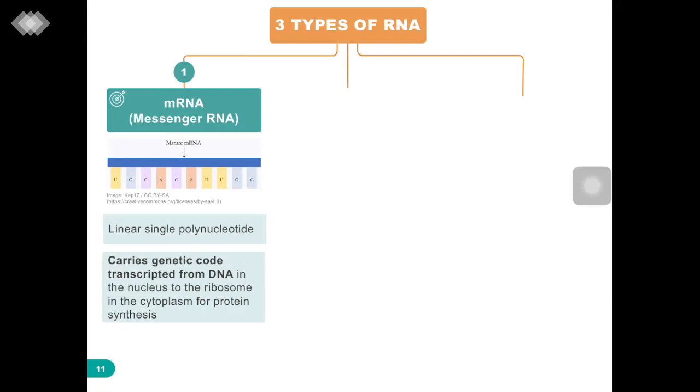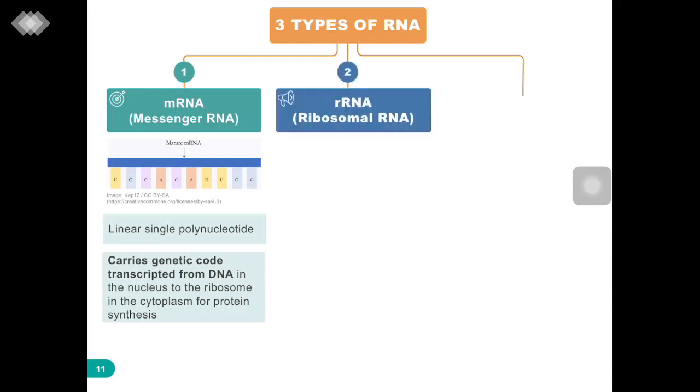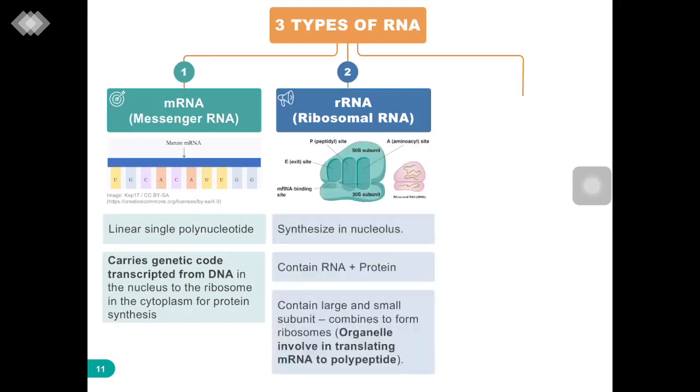The other type of RNA is rRNA, or ribosomal RNA. rRNA is used to build ribosome organelles. This rRNA is synthesized in the nucleolus. Ribosome is made up of rRNA and also protein molecules. So the function of rRNA is the same as the function of ribosome. It becomes the site where protein, or polypeptide, is synthesized.